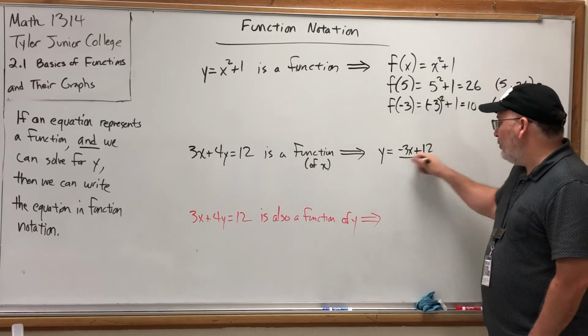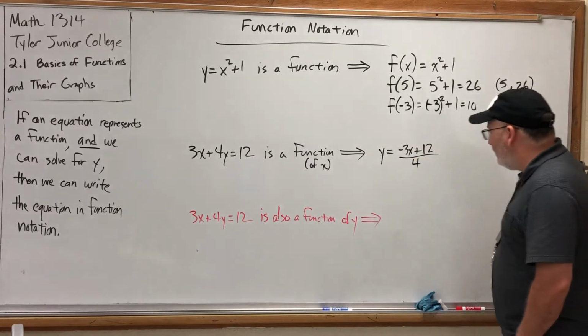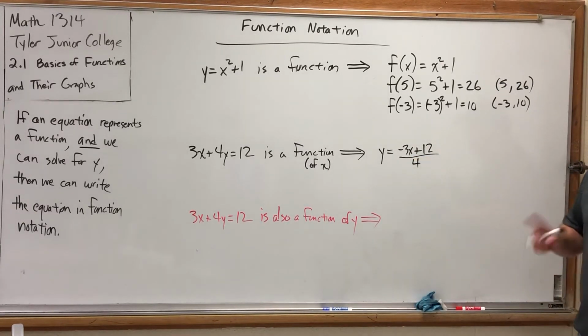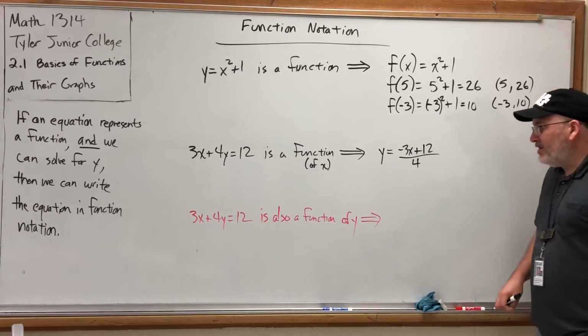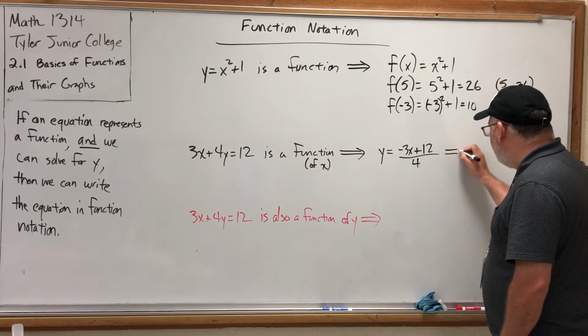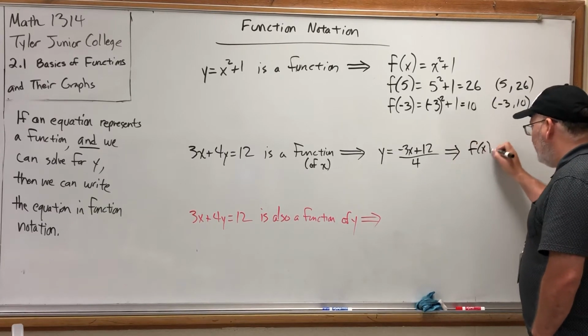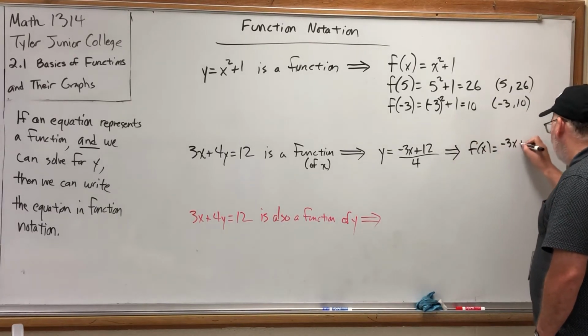And then the whole thing would get divided by the number that gets the y by itself, 4. Now that's not function notation. That's the equation written in the form y equals. And so that implies that f of x is equal to negative 3x plus 12 over 4.